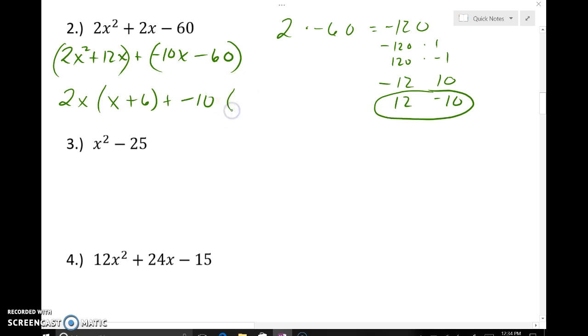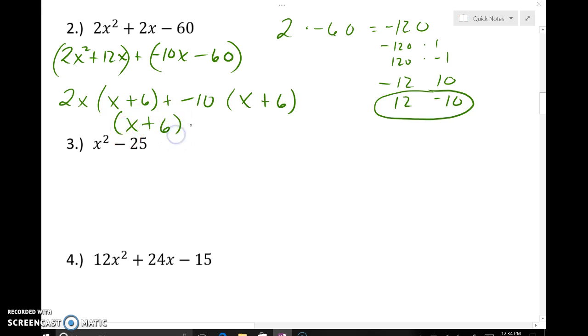So I pull out a negative 10. What do I multiply negative 10 by to get x? Just the x. What do I multiply negative 10 by to get negative 60? Positive 6. Now, again, I know that I did it right because these two binomials match. That's the greatest common factor.